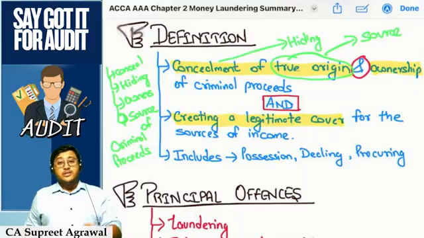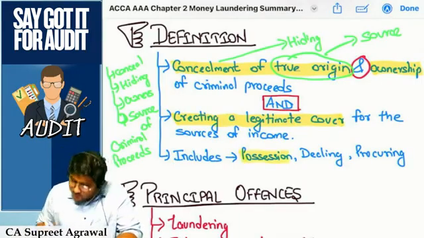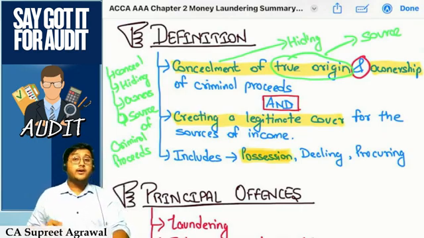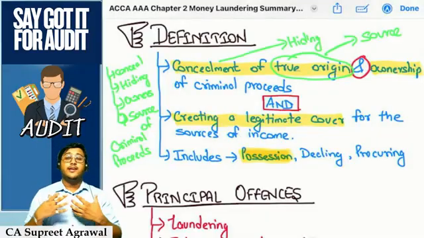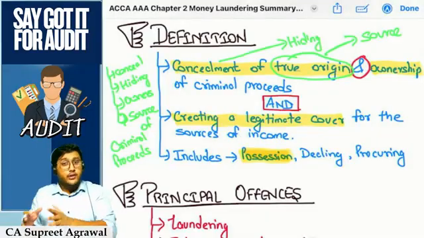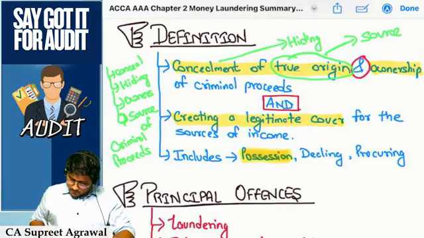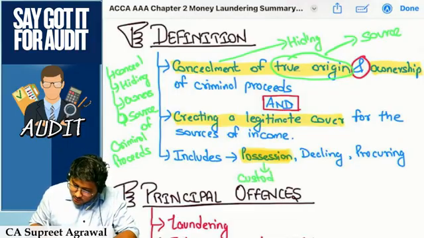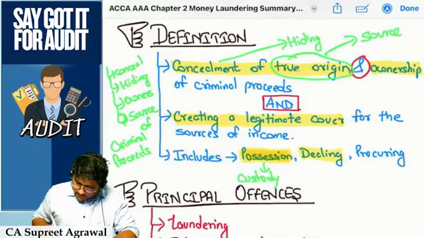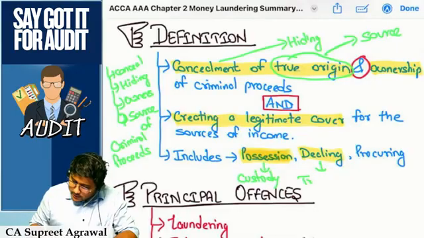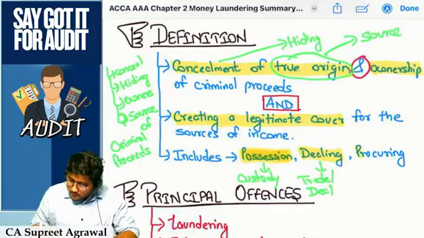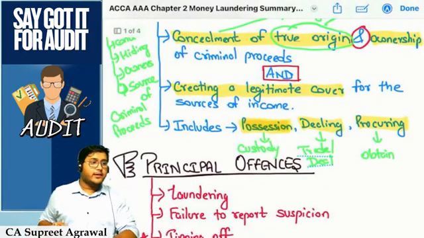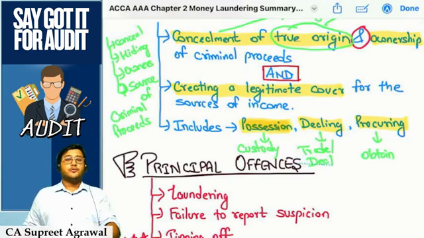Now this especially includes certain things, which is possession. What do we mean by possession? If you possess it, if you keep it, if it is in your custody. Or dealing, as in you either trade or deal in it. Or procuring, if you try to obtain it. All of these things are also covered under money laundering.